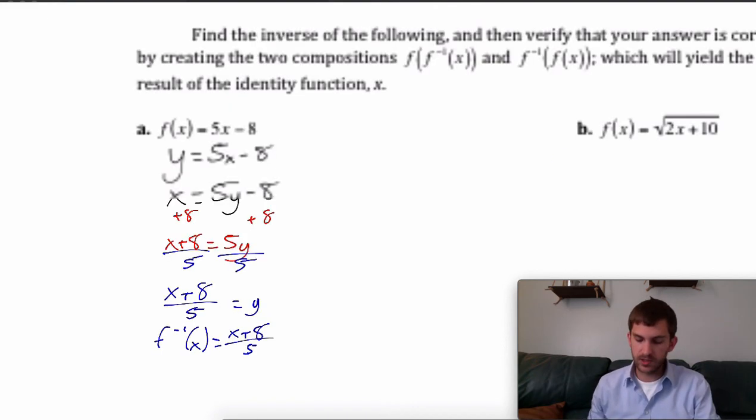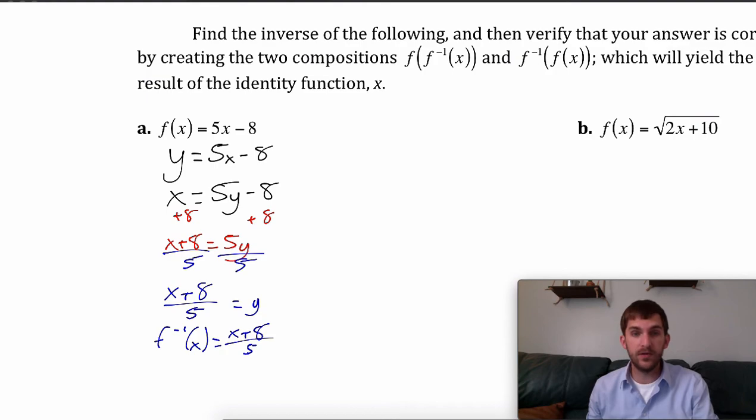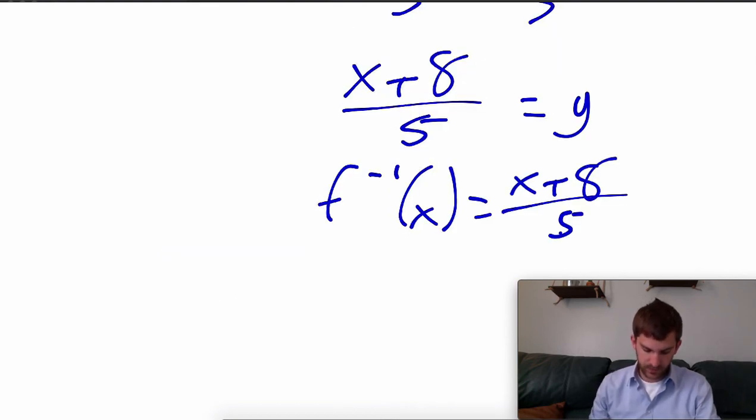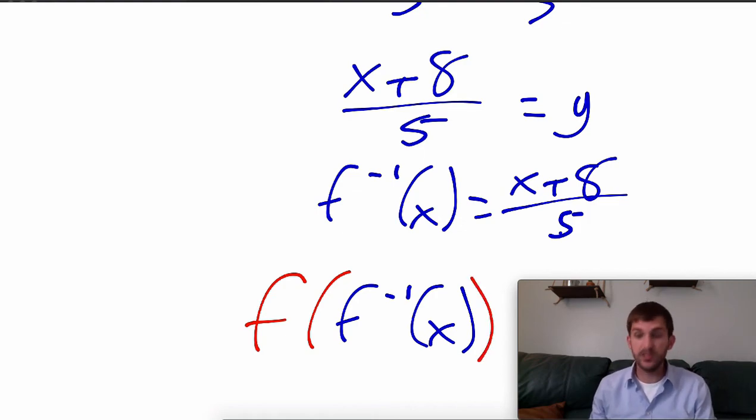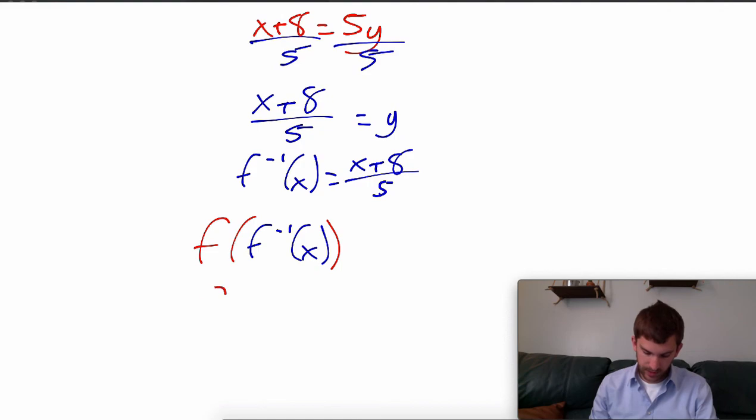So we got x plus 8 over 5 is our inverse. So now we're asked to do the composition. So f of f inverse of x. Let's do that first. Let me switch to red for function f. So we got f of f inverse of x. So in other words, we're going to plug this inverse into function f. So it's going to be f of x plus 8 divided by 5.